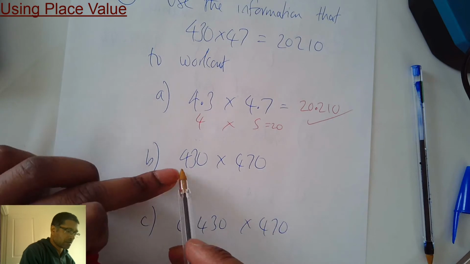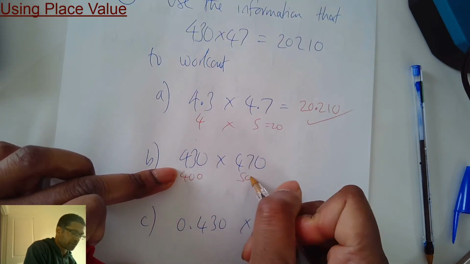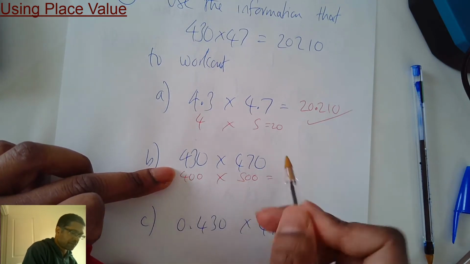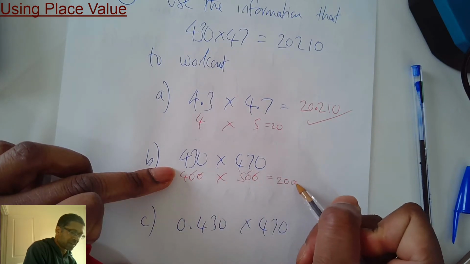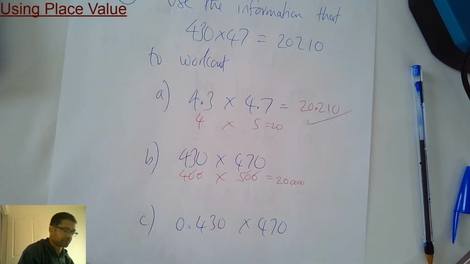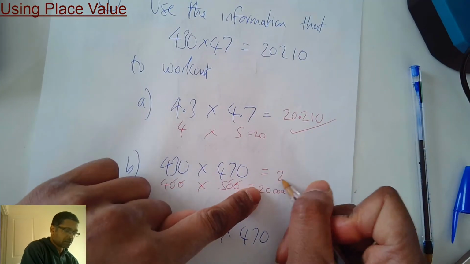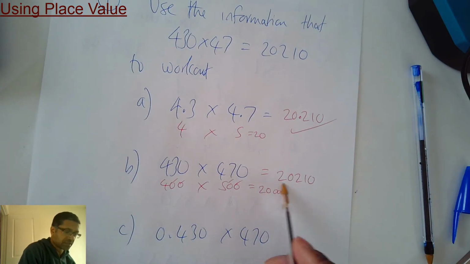Next. That is around about 400, close to 400, and that's close to 500. 400 times 500. 4 times 5 is 20. And then you've got 1, 2, 3, 4 zeros, 4 extra zeros. So you know the answer is going to be something like that. So copy that across.